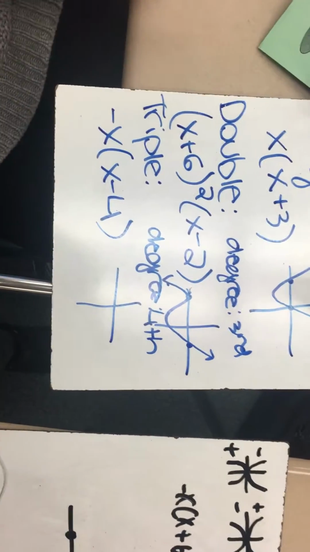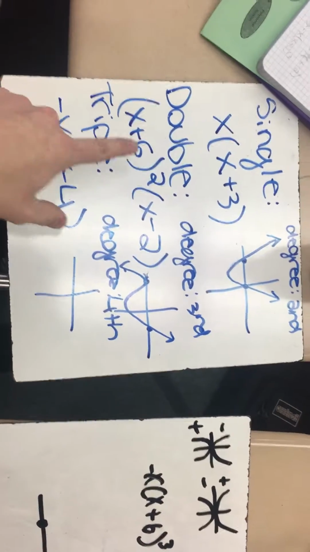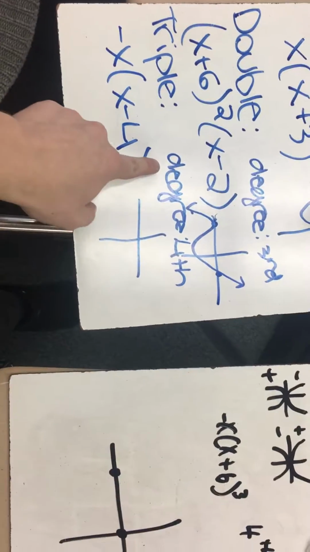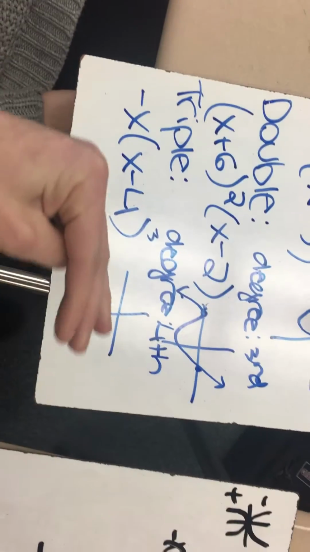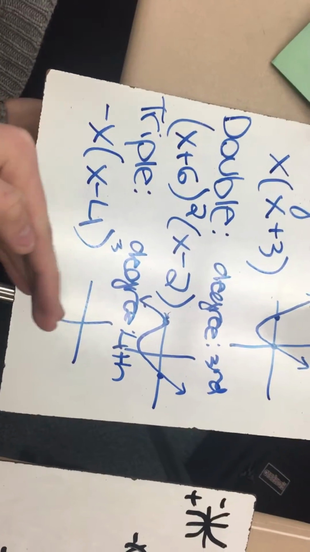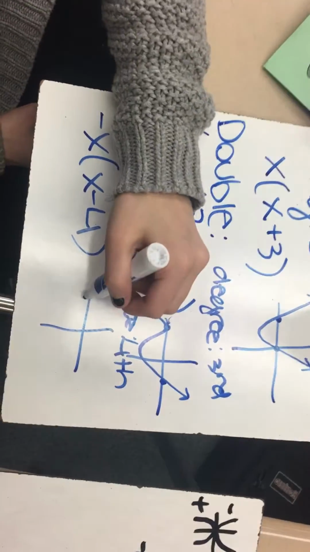The doubles will always bounce. If it is squared, it will bounce. Cubed. So if you're graphing a triple root, it's going to kind of be at a flat slant. It won't be flat, it'll be very slanted and then go through the point.